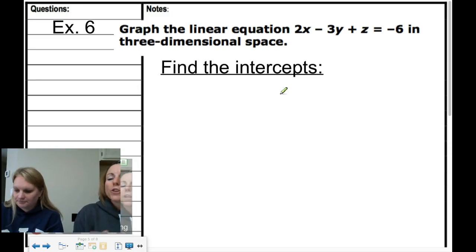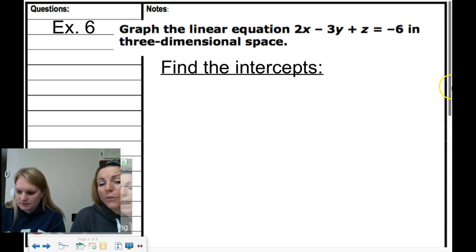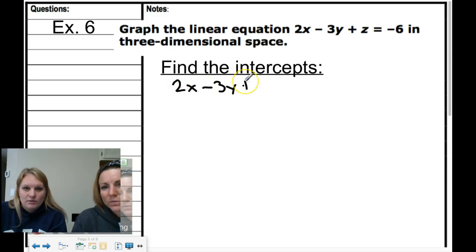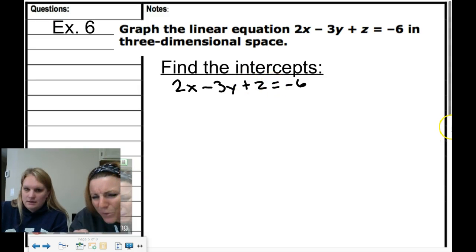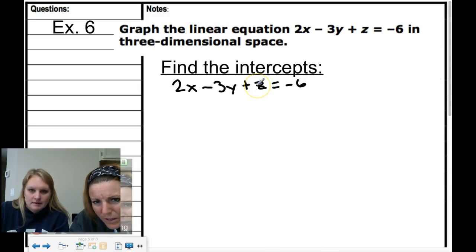All right. Now, notice on the last examples, Miss Boyd, it said graph the point. So we were just graphing a point. Now there are different directions. It says graph the linear equation in 3-dimensional space. Notice our hint: find the intercepts. So we're going to want to find the X, the Y, and the Z. So I'm just going to quickly rewrite this. So should we draw a line through that Z so they don't think it's a 2? Sure. There we go.